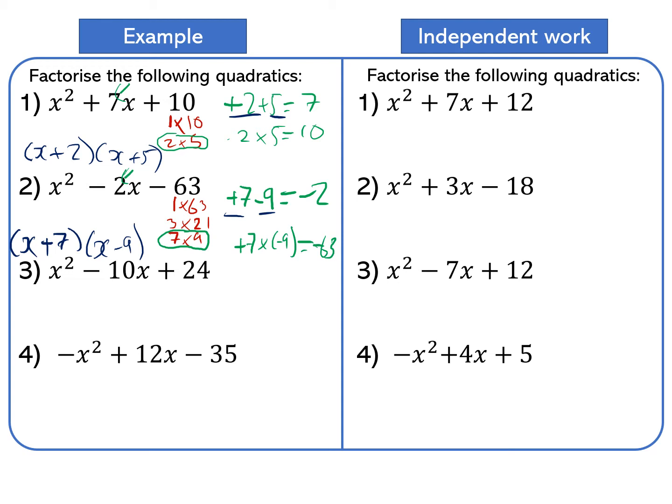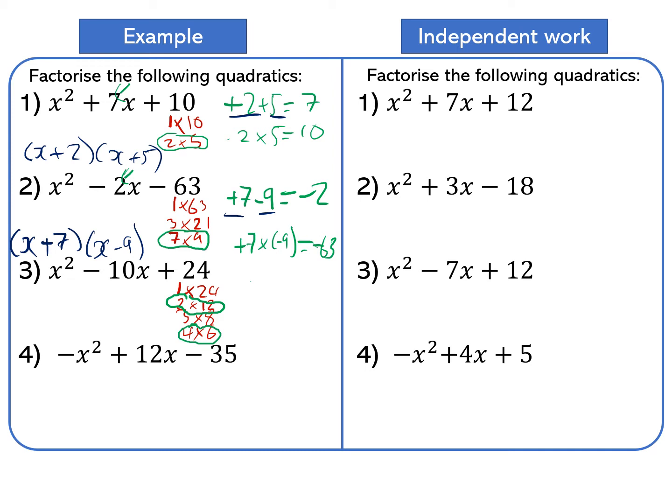Next one, 24. Lots of factors of 24. 1 times 24, 2 times 12, 3 times 8, 4 times 6, 5 doesn't go in, 6 we're back to where we started from. Again, I've got a negative, so which factor pair can I put together? Now, this is the importance of the check. I've got 2 and 12, which I can quite convincingly make 10, but I've also got 4 and 6.